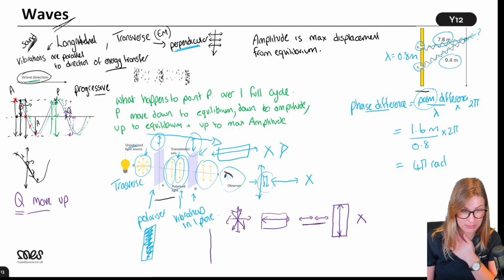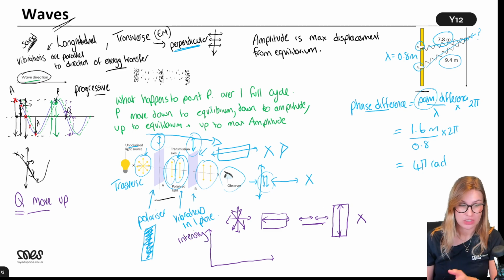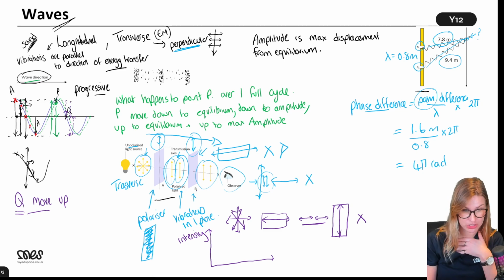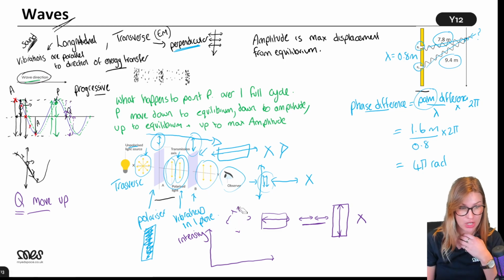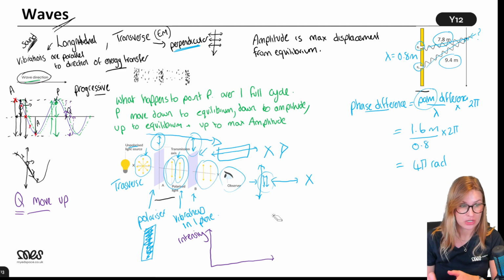A common question might be, if you have a diagram, how does the intensity of light vary when we change this second polarizer? Let's say we start off with our blue picture, where we have both of the polarizers in the same orientation. Clearly we know that we are going to get light through. So at 0 degrees, we're going to get maximum light through.